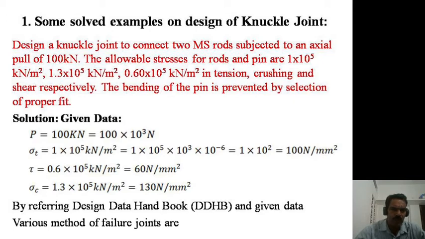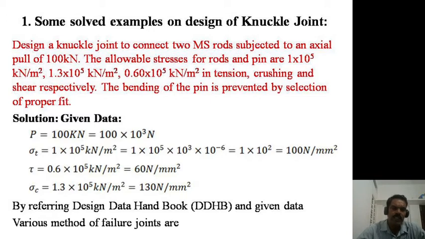Shear stress is also given in the problem. Tau is the symbol of shear stress. Tau is equal to 0.6 into 10 to the power of 5 kilonewton per meter square, but we have to convert it into Newton per mm square. After simplifying, we get 60 Newton per mm square. This is the value of shear stress, the tau value.